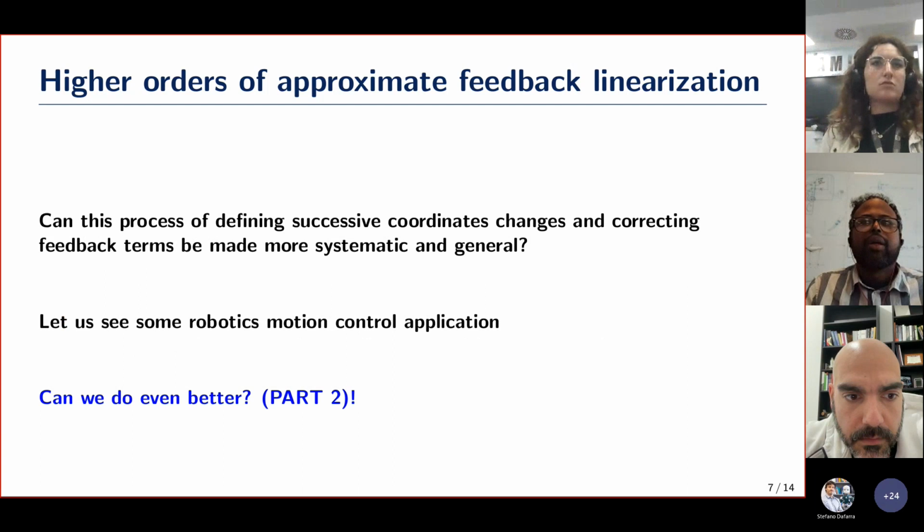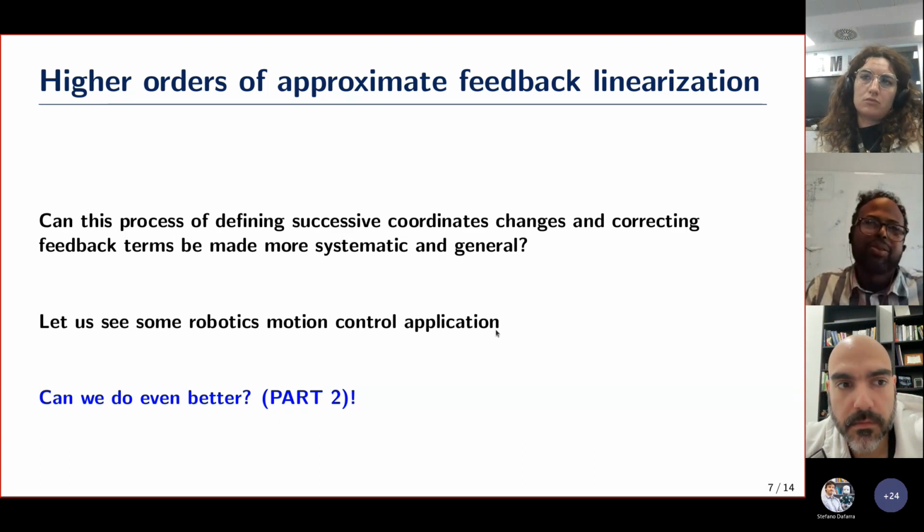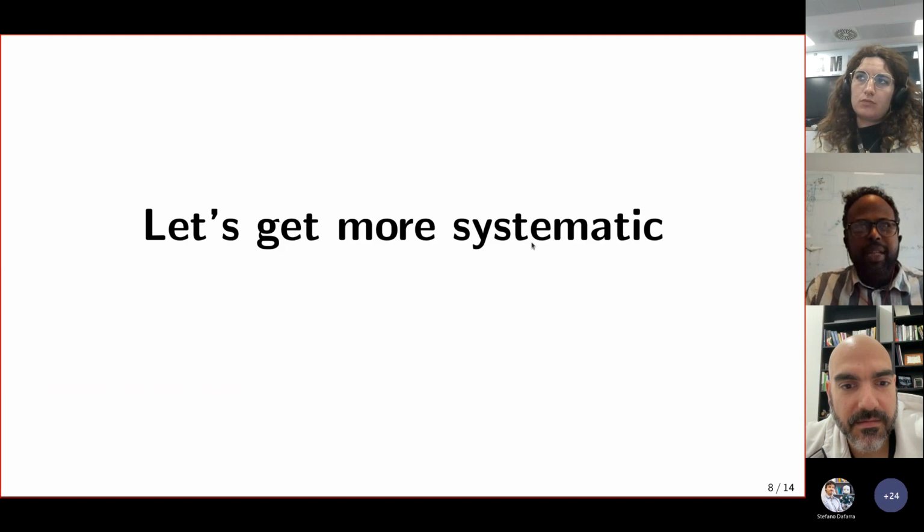Okay, now, can we make this process a little bit more systematic? And can we even do better? I think this we will leave to Bartu, also probably because of time, but we will see. Okay, so let's try to get more systematic.